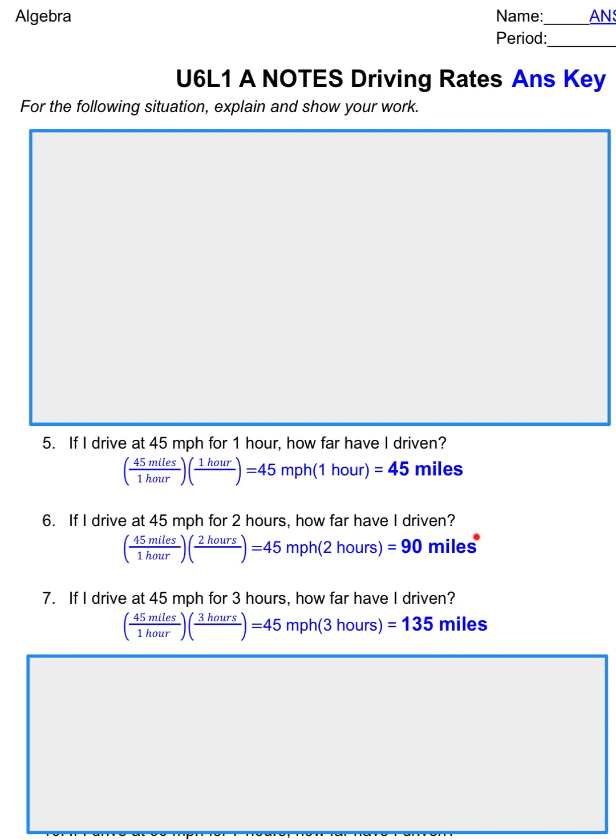Again, at 2 hours and 90 miles, another 45 miles an hour means I've driven another 45 miles, which means 135 miles for 3 hours. This is 45 miles per hour times 3 hours gives me my distance. Speed times time gives you distance.